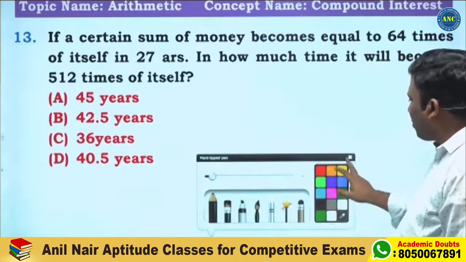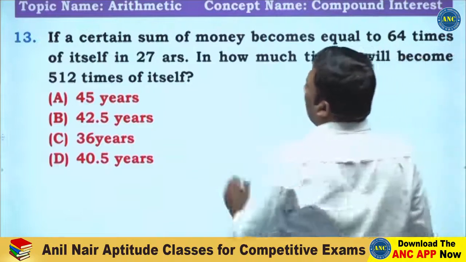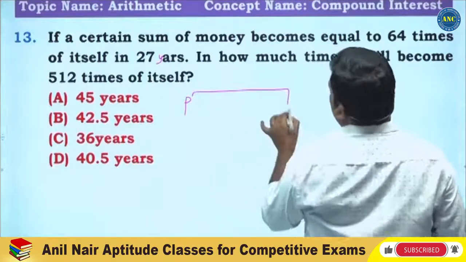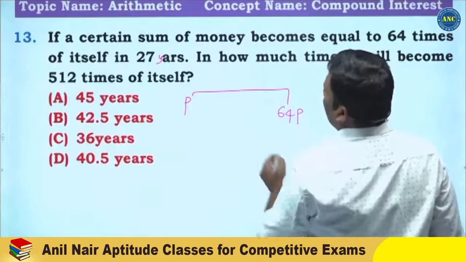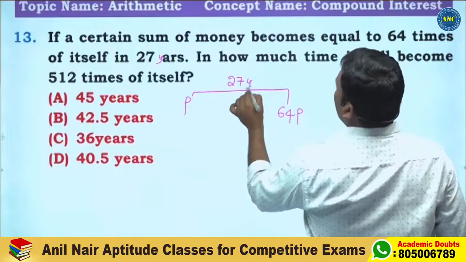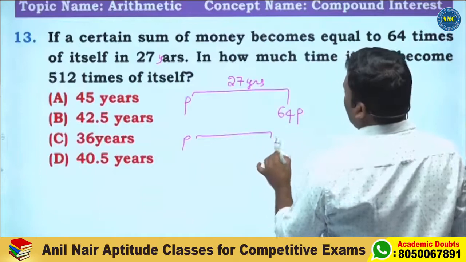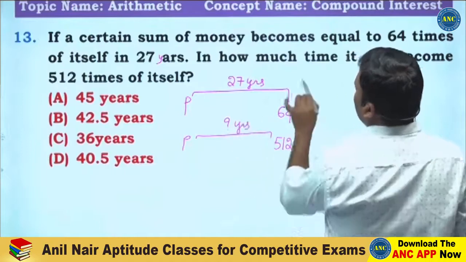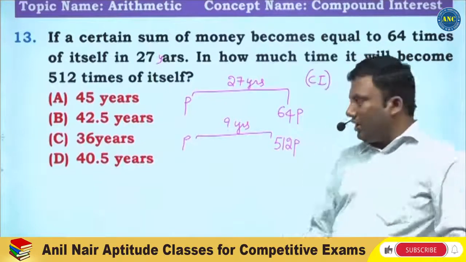This is a very, very good question, sir. If a certain sum of money, P, becomes 64 times in 27 years, the same certain sum of money, how many times will it become in 40.5 years under compound interest? This is the question.